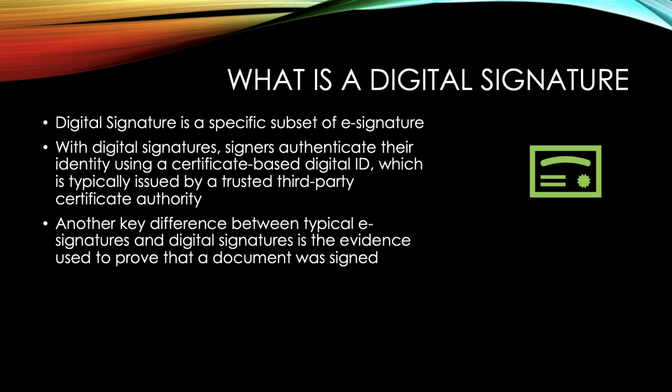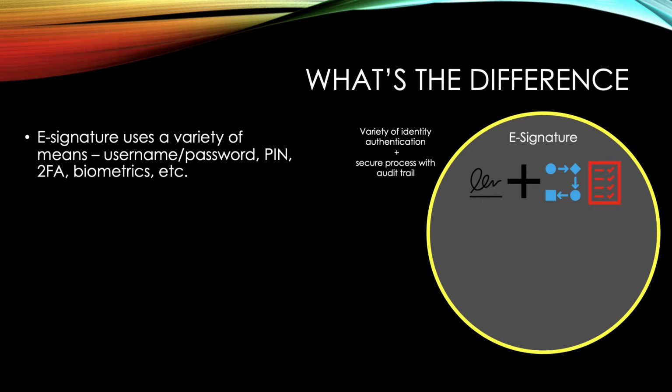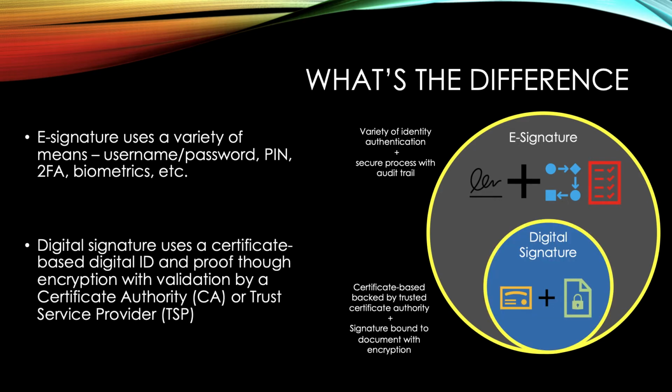Another key difference is the evidence you produce to prove that a document has been signed. In this case, it will be the use of a PKI infrastructure. To put it graphically, e-signature uses a variety of means to authenticate the users: username, password, PINs, 2FA, biometrics, and so on. While digital signature uses a certificate-based ID and the proof is through the encryption with validation by a certificate authority or a trusted service provider.